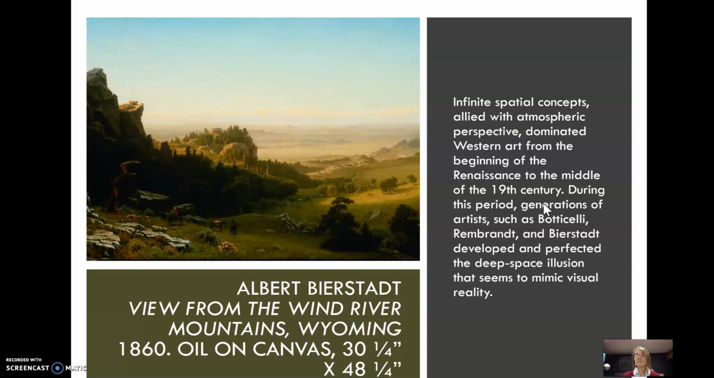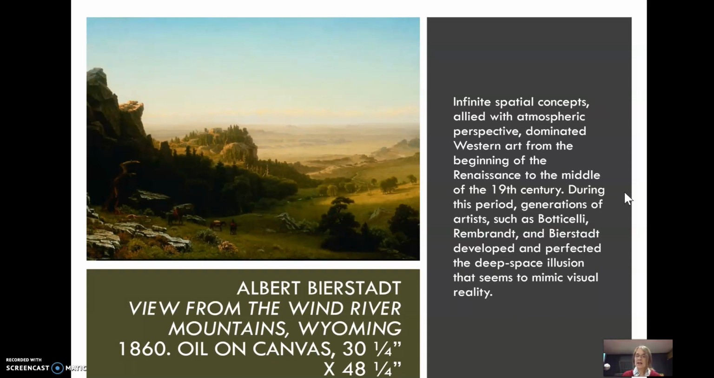Basically, having imagery with deep space dominated Western art from the beginning of the Renaissance period in the 1600s to the middle of the 19th century, as we see here in 1860. And during this period, generations of artists, basically like Botticelli, Rembrandt, and Bierstadt, developed and perfected deep space illusion, and it was highly naturalistic.